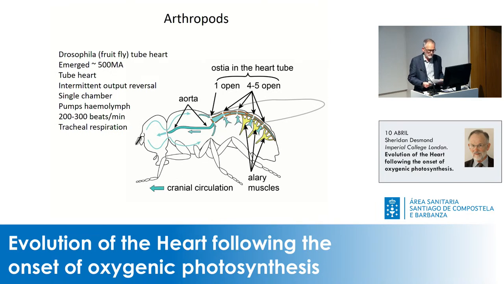Drosophila melanogaster, also known as the fruit fly, exemplifies this arrangement very well. Drosophila is a small insect, about 2.5 millimeters in length. It has a heart tube along the rear, the posterior of the abdomen, which beats about 200 to 300 times per minute and circulates hemolymph in an open circulation.